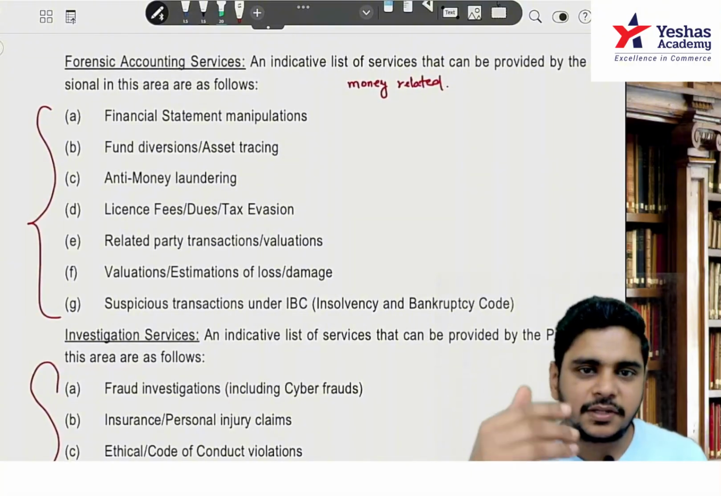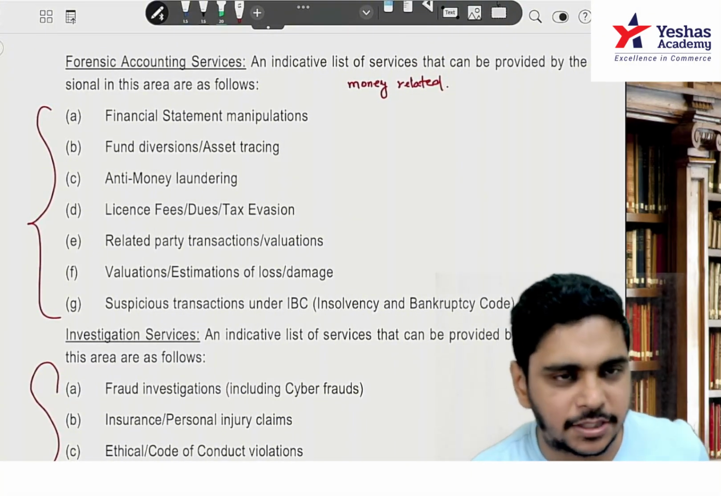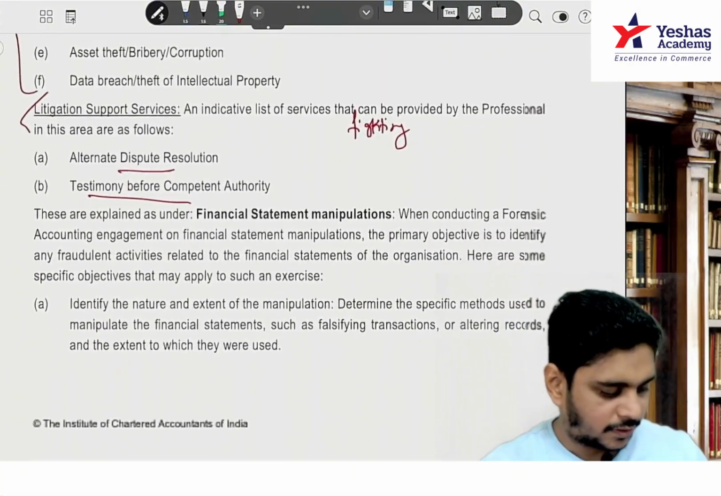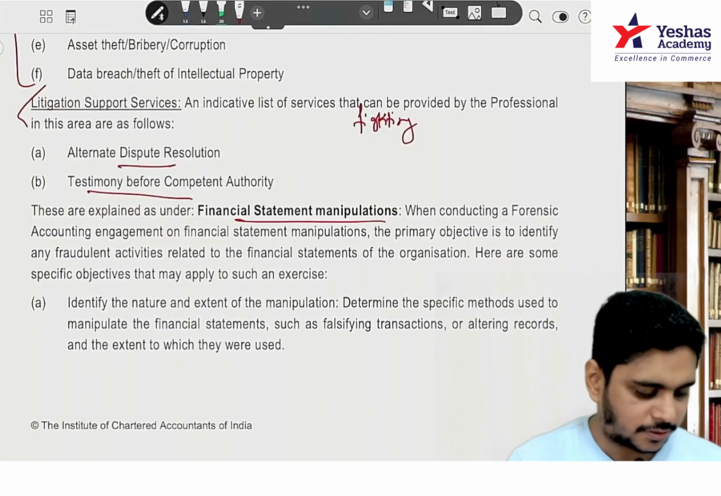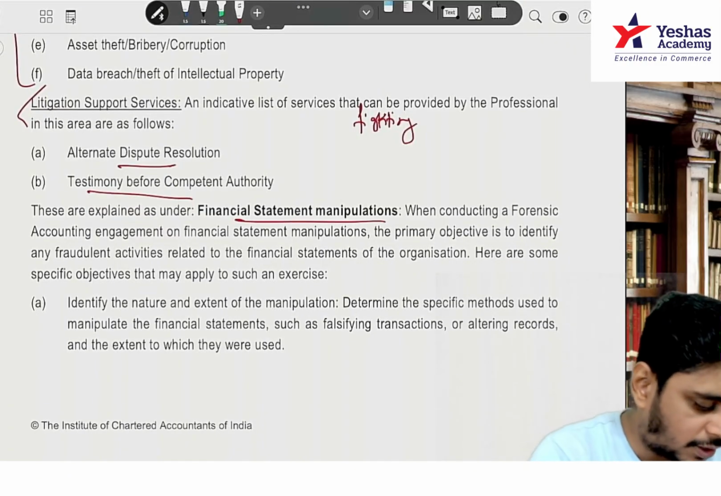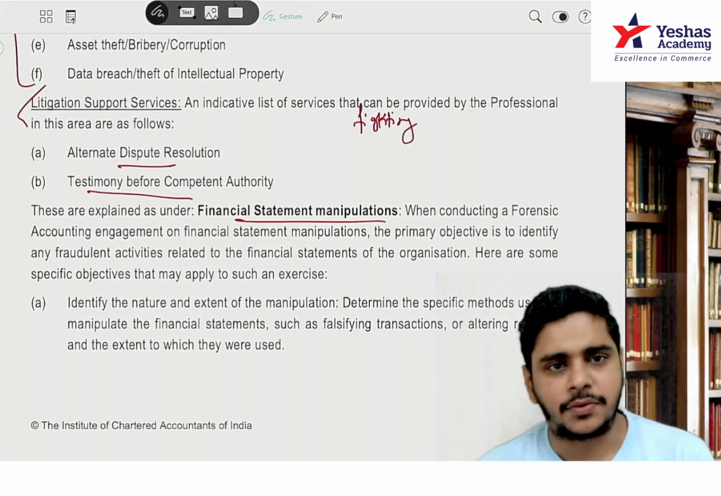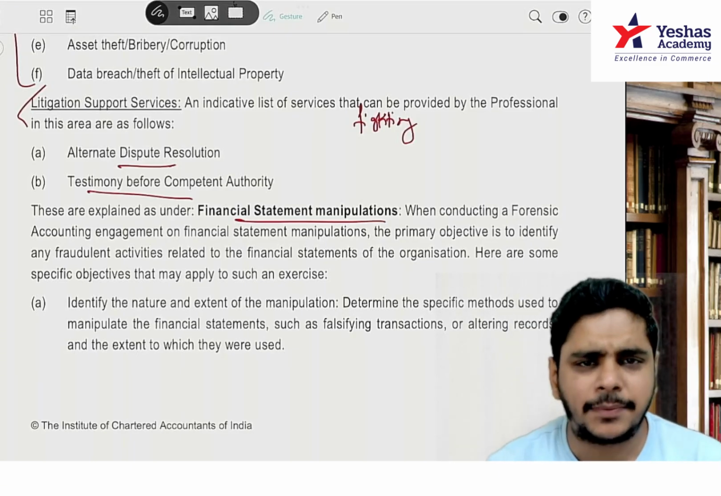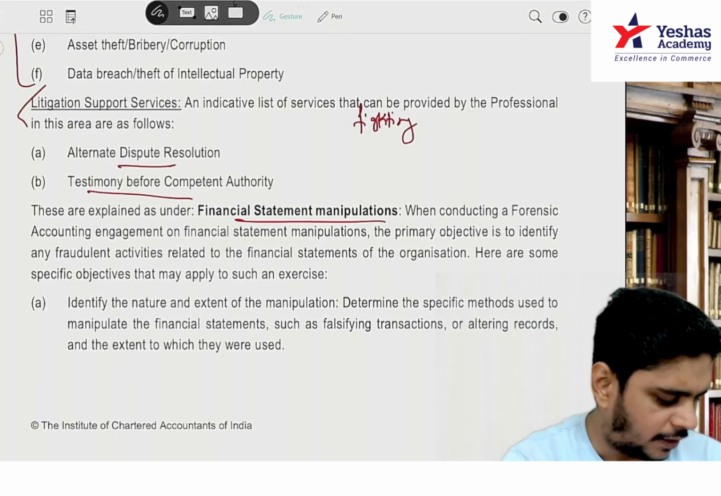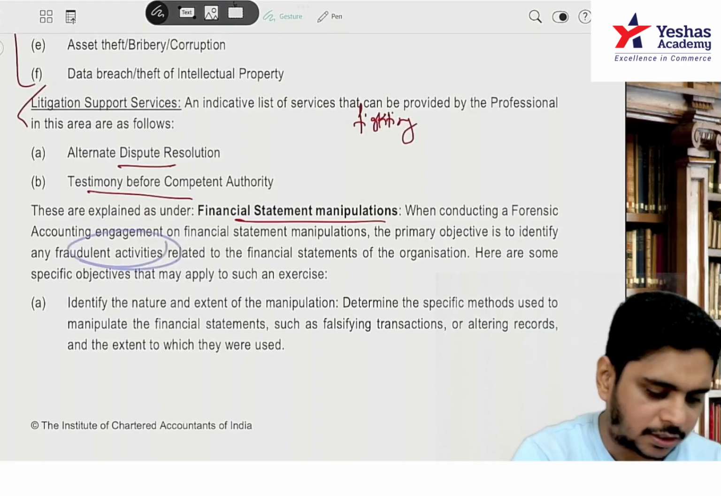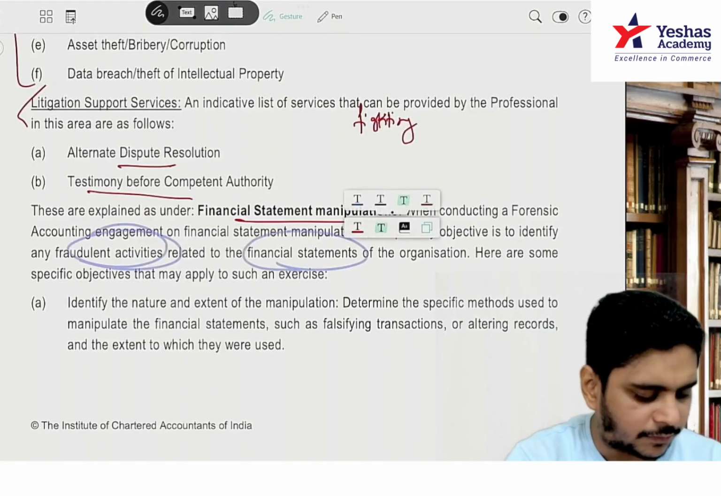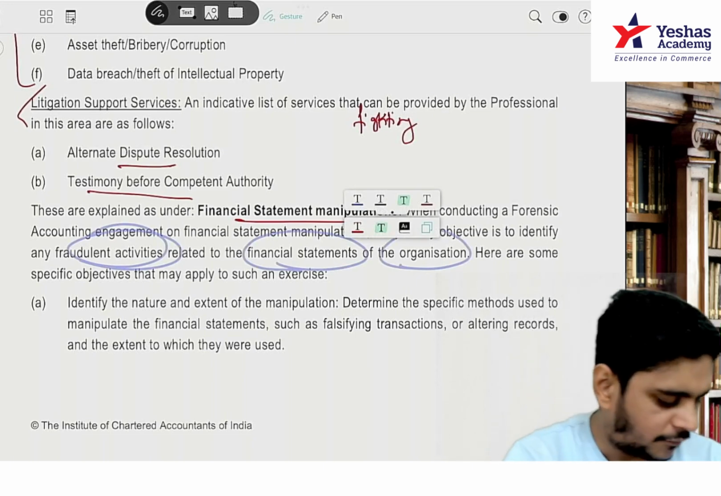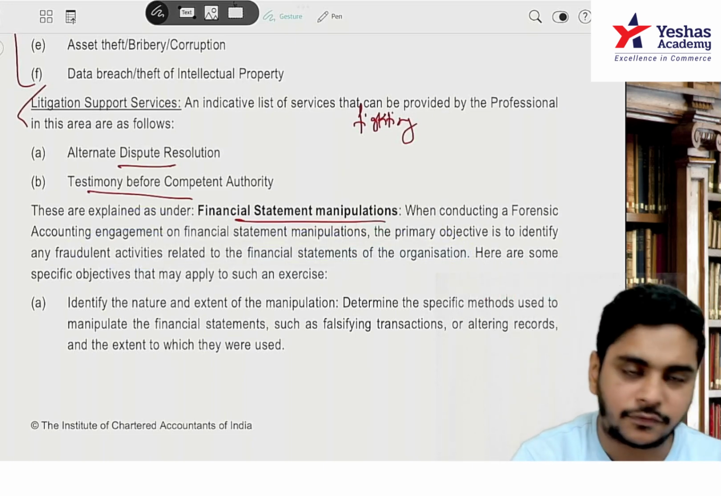Now all this they are explaining. What is the financial statements manipulation service? When conducting a forensic accounting engagement, the primary objective is to identify any fraudulent activities related to the financial statements of the organization.